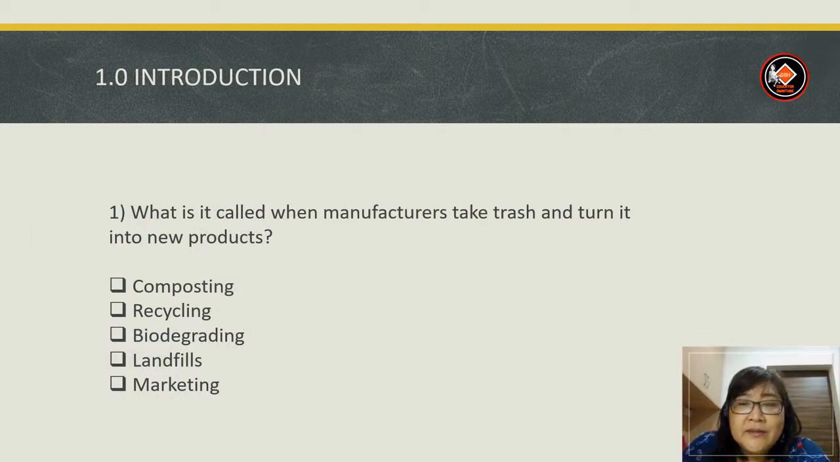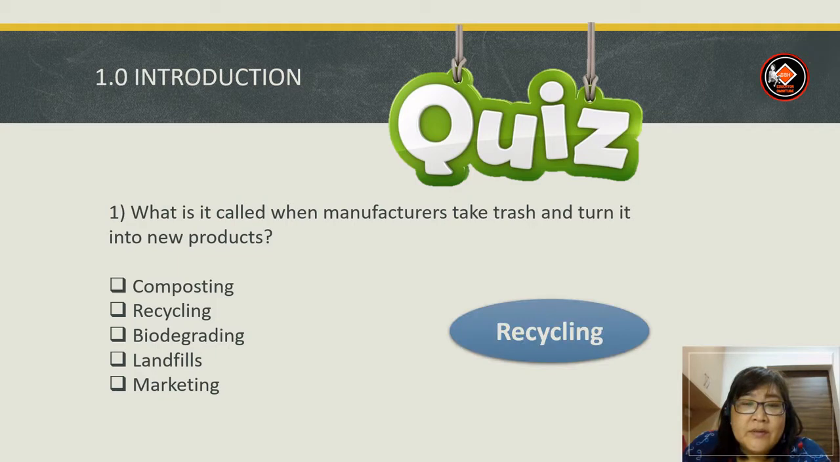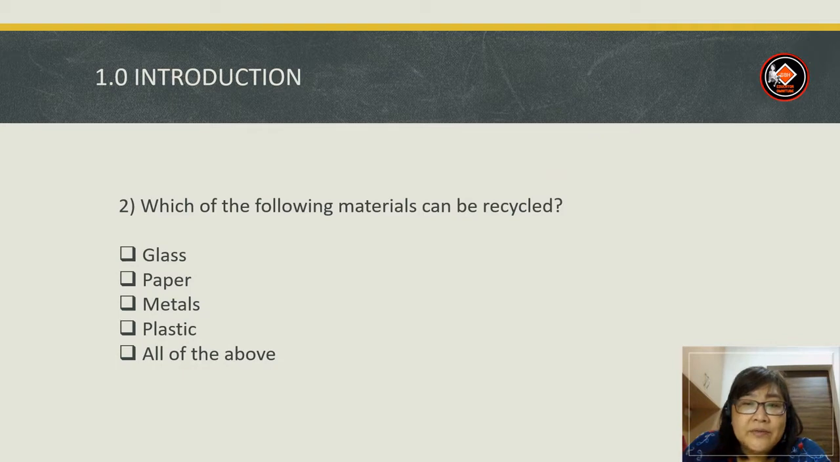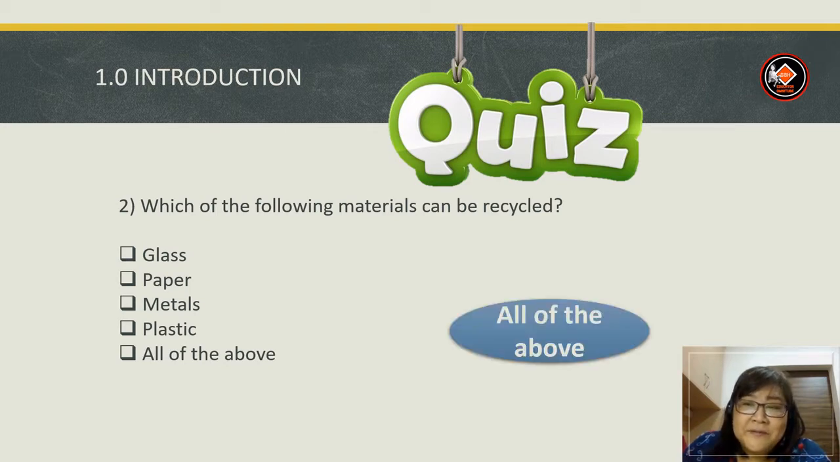Let's do the quiz here. The first question is, what is it called when manufacturers take trash and turn it into new products? So what do you think is the answer? Composting, recycling, biodegrading, landfills, or marketing? So the answer is recycling. And then the second question, which of the following materials can be recycled? Glass, paper, metals, plastic, all of the above. So the answer is all of the above.